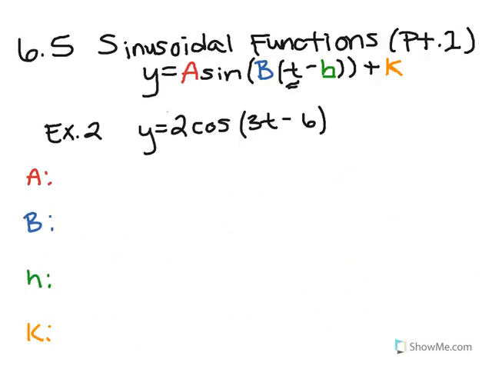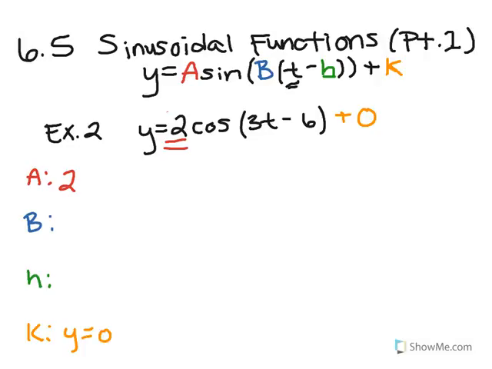All right, so here we go. Y equals 2 cosine 3t minus 6. So very quickly, I can determine the two easiest parts of this, which are the amplitude and the midline. So let's go ahead and do that. So the coefficient of my trig function is 2, so that is my amplitude. And whatever is being added out here to the end, which in this case is 0, is my midline, so y equals 0. All right, two easiest parts done.